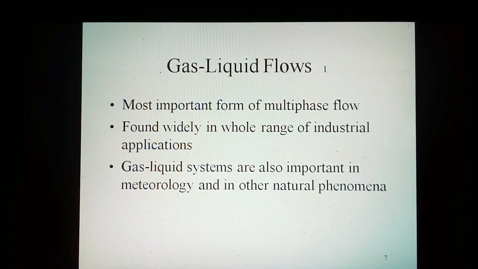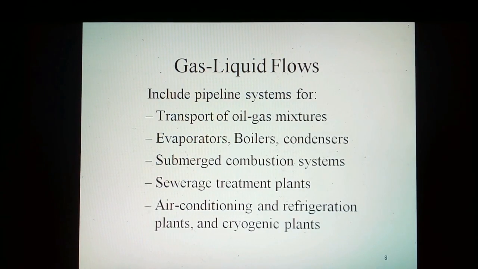The most common class of multi-phase flows are two-phase flows, and these include the following. Gas-liquid flows. This is probably the most important form of multi-phase flow, and is found widely in a whole range of industrial applications. These include pipeline systems for the transport of oil-gas mixtures, evaporators, boilers, condensers, submerged combustion systems, sewage treatment plants, air conditioning and refrigeration plants, and cryogenic plants. Gas-liquid systems are also important in meteorology and in other natural phenomena.